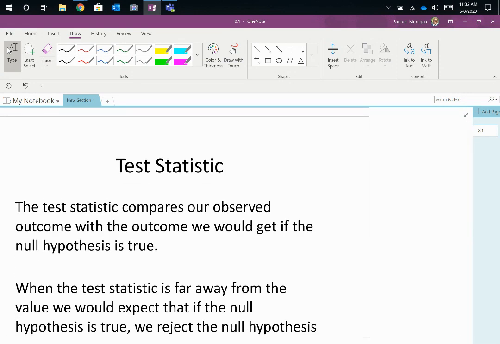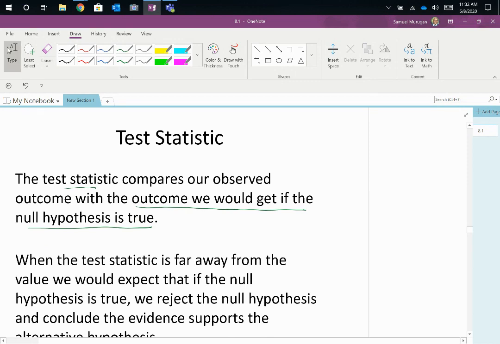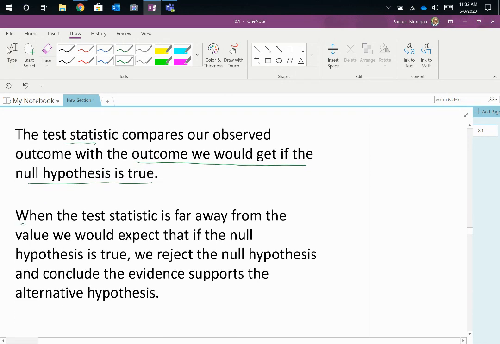The test statistic compares our observed outcome with the outcome we would get if the null hypothesis is true. When the test statistic is far away from the value we would expect if the null hypothesis is true, we reject the null hypothesis and conclude the evidence supports the alternative hypothesis.